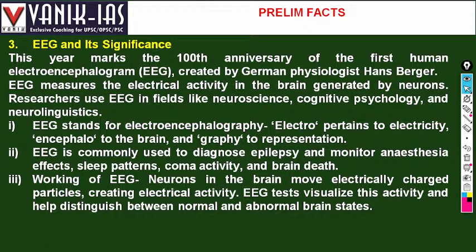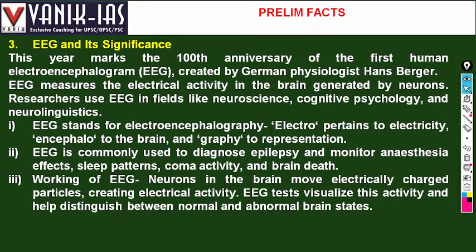The EEG and its significance. This year marked the 100th anniversary of the first human electroencephalogram, or EEG, created by German physiologist Hans Berger. EEG measures the electrical activity in the brain generated by neurons. Researchers use the EEG in fields like neuroscience, cognitive psychology, and neurolinguistics.